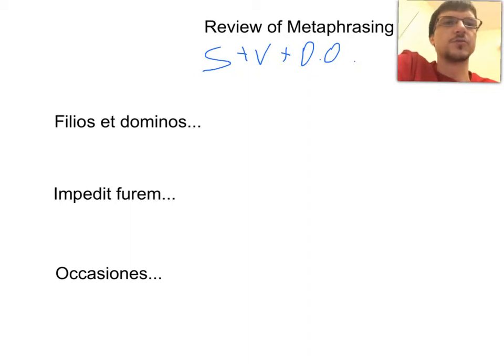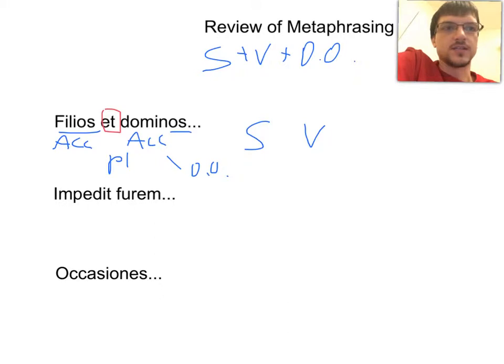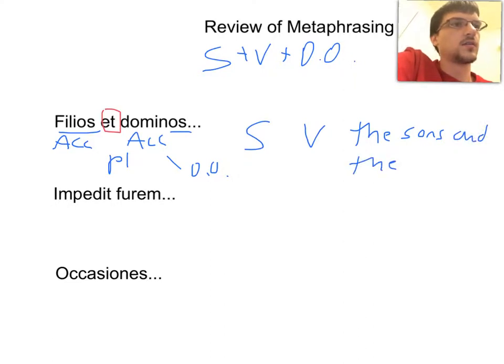We have Philios et Dominos, and we see we have Philios as an accusative. We have our conjunction, meaning it connects two things. We have an accusative on one side, and we say, okay, we have an accusative on the other side. We also have our accusative plurals and a conjunction connecting them. We still need a subject, we still need a verb, although now, because we have accusatives, we have our direct objects, right? So when we're looking at this, we say subject, verb, the sons and the masters.